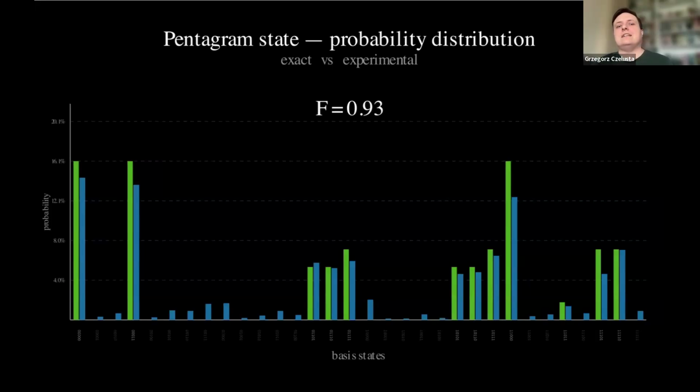But of course, this is classical fidelity. It compares only probability distributions. The full quantum fidelity, which would compare the complete density matrices of the states, would be lower. In earlier tests on older IBM processors that I made, the quantum fidelity was around 60 something percent.